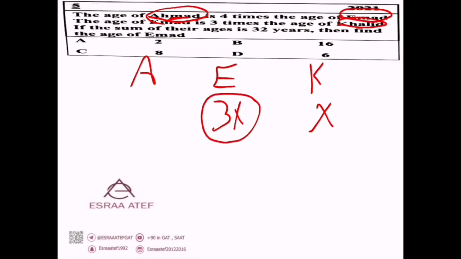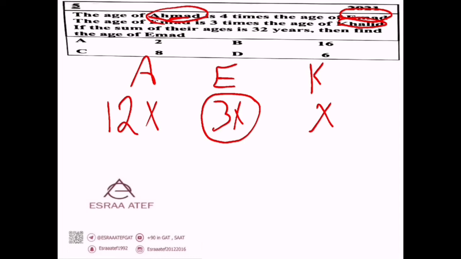K is for Khalid, E is for Imad, and A is for Ahmed. The age of Ahmed is 4 times the age of Imad, and the age of Imad is 3 times the age of Khalid. So if Khalid is x, Imad is 3 times of it, so it will be 3x. And Ahmed is 4 times the age of Imad, which means 4 times 3, it will be 12x. So now we have the ages of all of them.